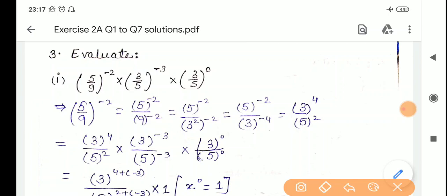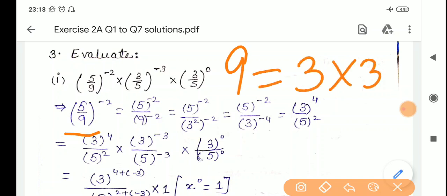Here we take (5/9)^(-2). We have only taken this fraction. So here 5 to the power minus 2 and 9 also to the power minus 2. Then the power is negative, right? But before that you can see that the denominator is 9. Can we write the denominator in the power form, like it can be factorized? 9 we can write like this, 3 multiplied by 3 is equal to 3 raised to the power 2. We can write like this.